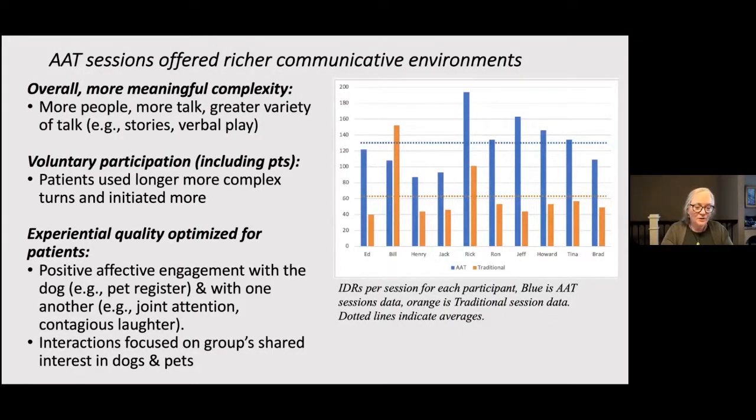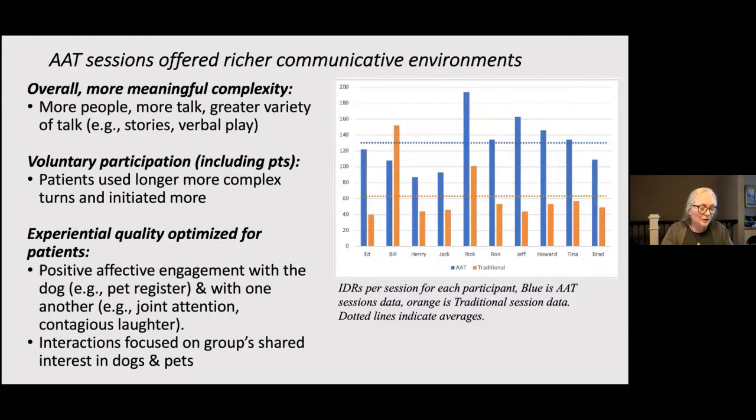AAT sessions offered richer communicative environments. There were more people, more talk, greater variety of talk. Patients displayed greater talk time, used longer, more complex turns, and initiated more, which is perhaps the more striking finding. There was also marked positive engagement throughout, both with the dog, like using pet register, and with one another. Interactions focused on the group's shared experiences with this dog and with their broader interests in dogs and pets.